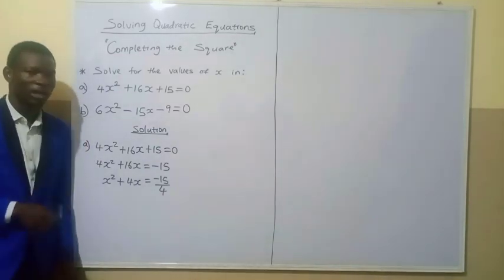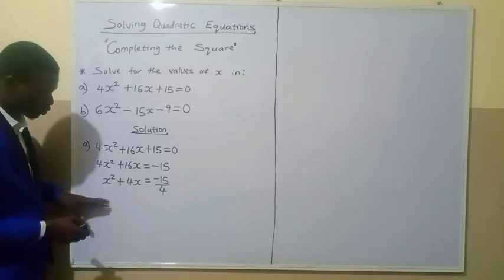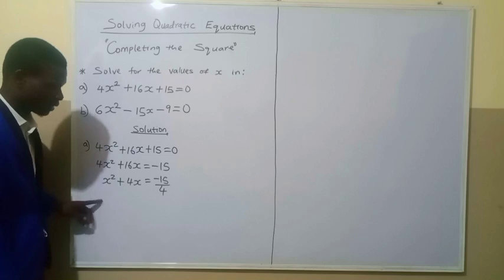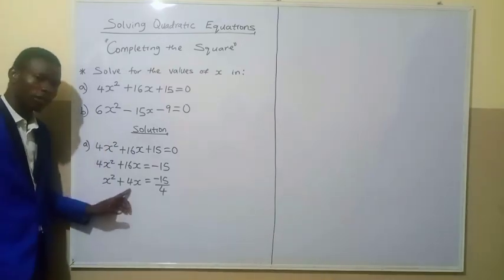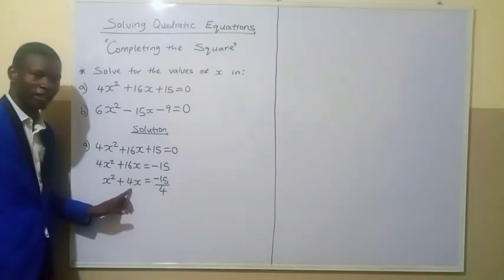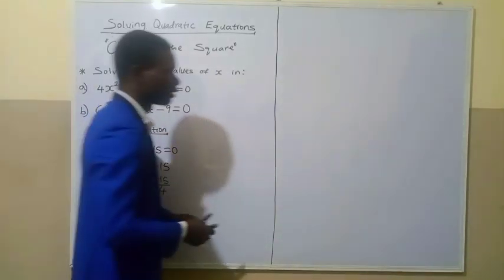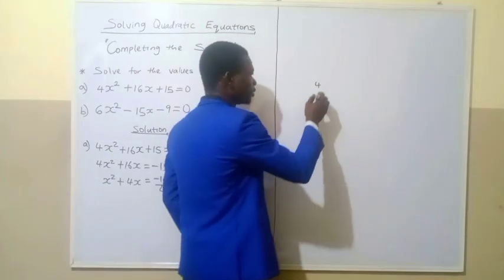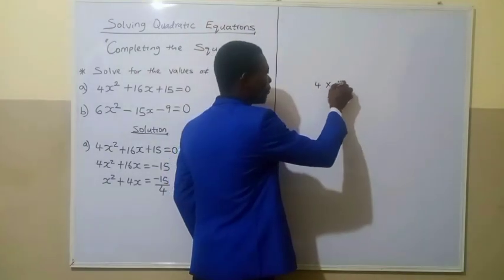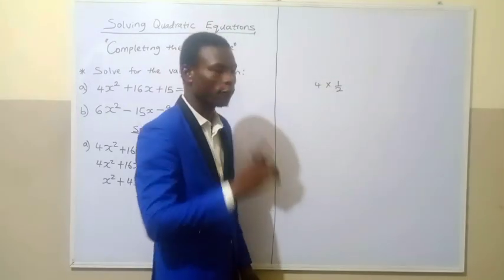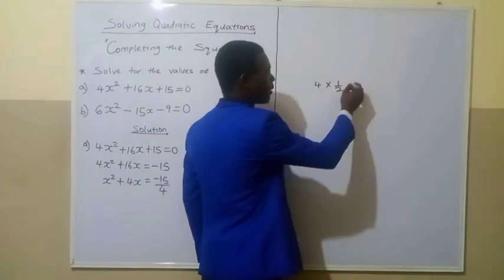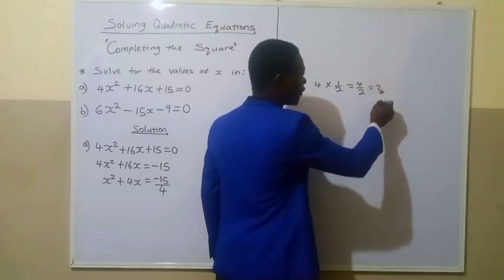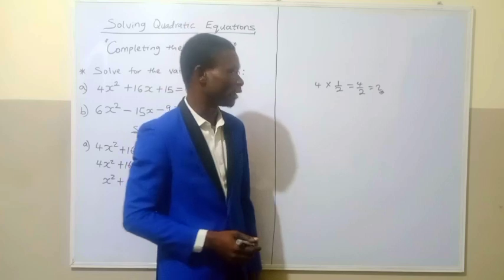Now the next thing to do is we see how to complete the square, which is the real name of the method. How to complete the square, especially on the left hand side. And how do we complete the square on the left hand side? We are going to pick the coefficient of x, which is 4. The coefficient of x is 4. So what do I do to this 4? I am going to halve it, that is, multiply it by 1 over 2. 4 multiplied by 1 over 2 gives me 4 over 2, and 4 over 2 is equal to 2. So I have halved the coefficient of x, which is 2.